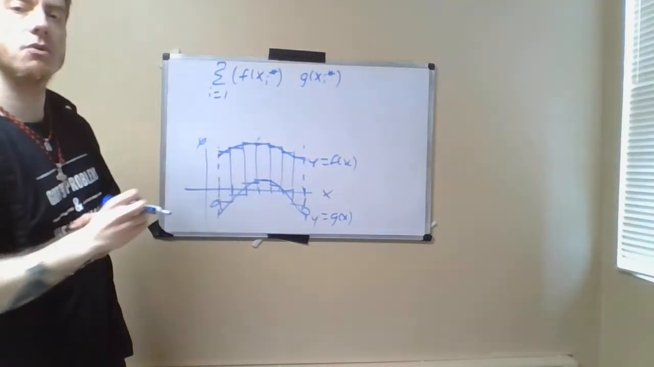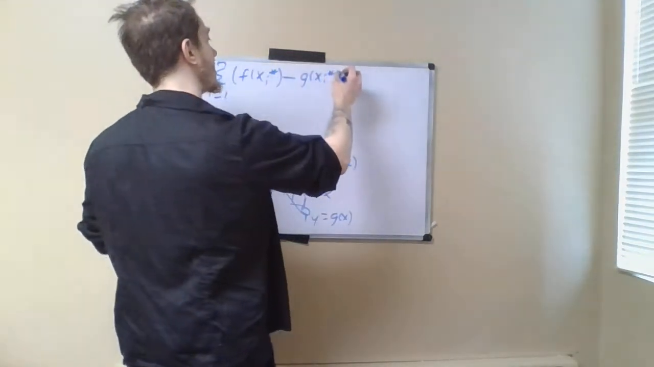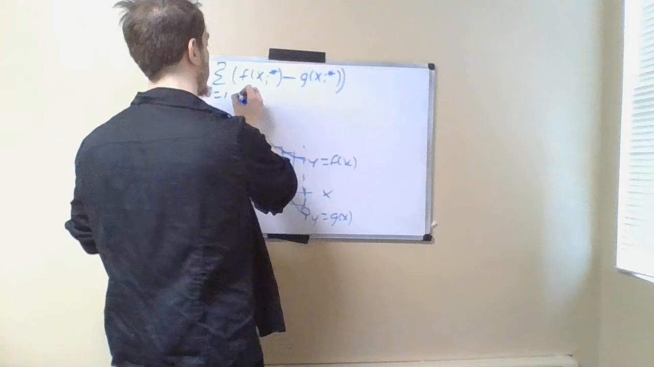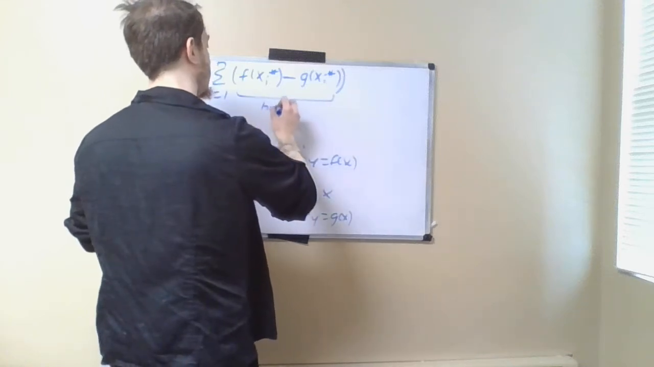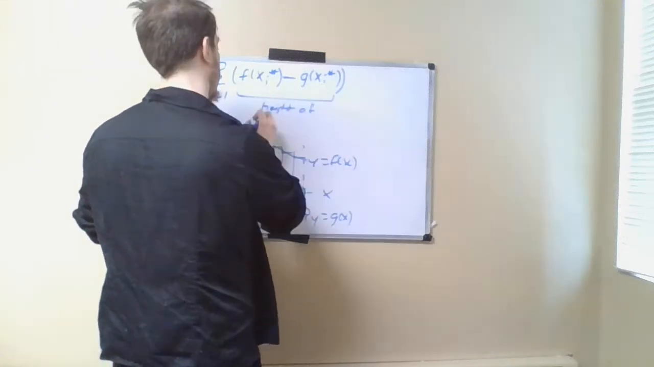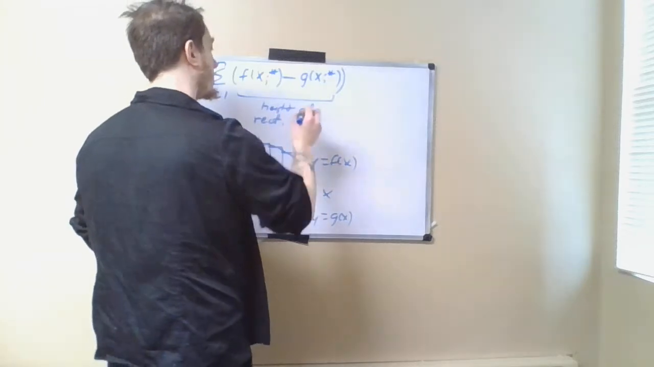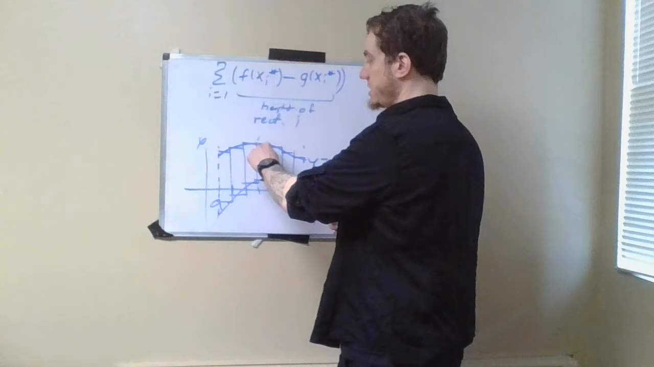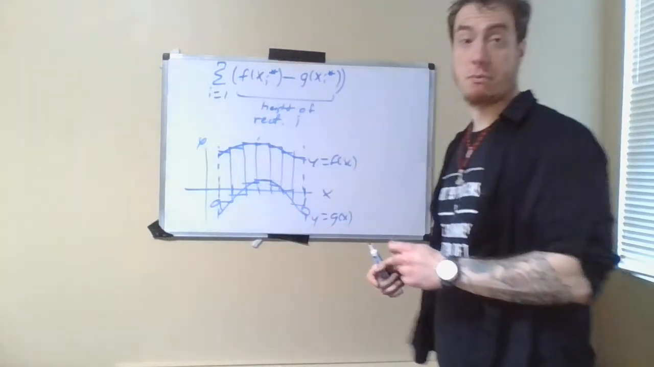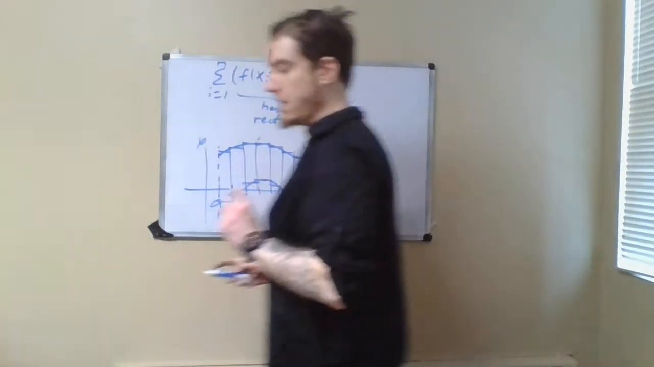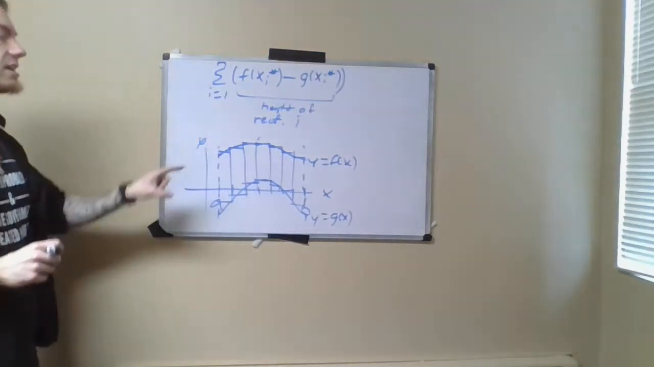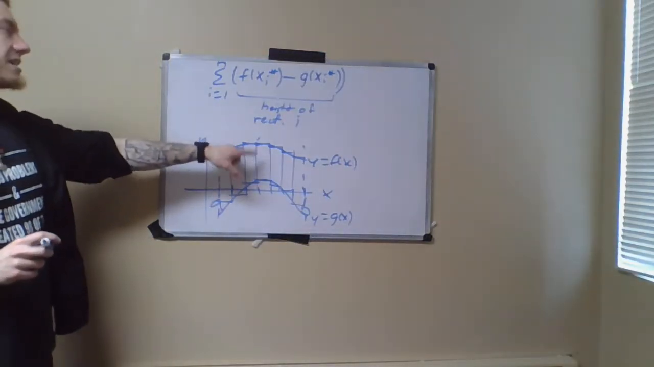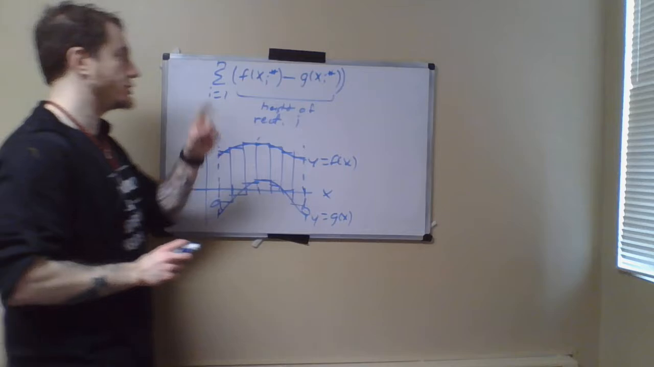And then I'm going to take the difference between them, because this is the height of rectangle number i. So the height is the difference between the top of the rectangle and the bottom of the rectangle. And if that seems confusing for a moment, just take a minute to think about how you would find the area of one of these rectangles in general.